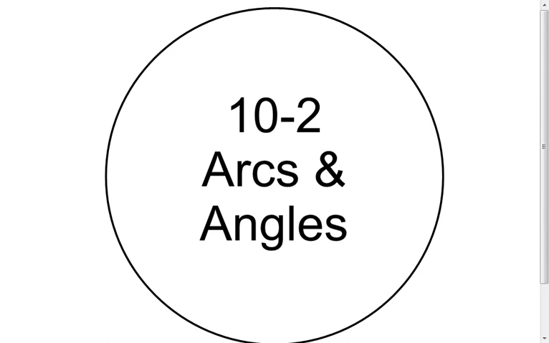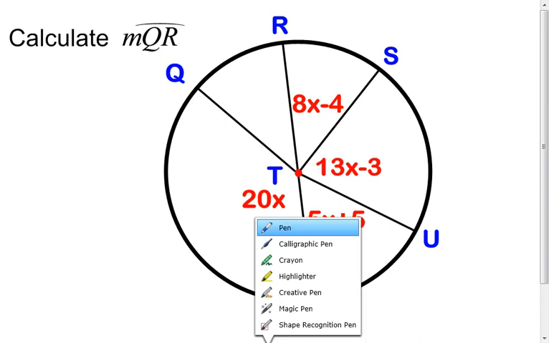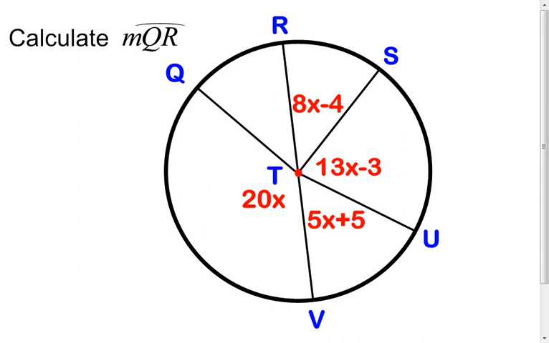In this video I'm going to look at some examples dealing with the measures of the arcs on the circle and the measures of the central angles. So my first one, I want to calculate the measure of arc QR. Now I like to highlight this just so that I know which one I'm working with. So arc QR, that would be this arc right here.